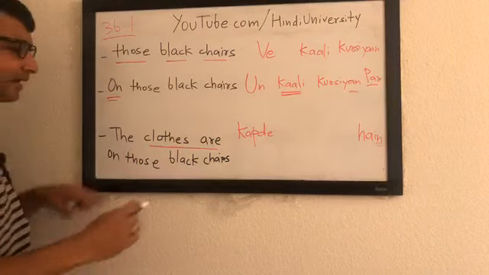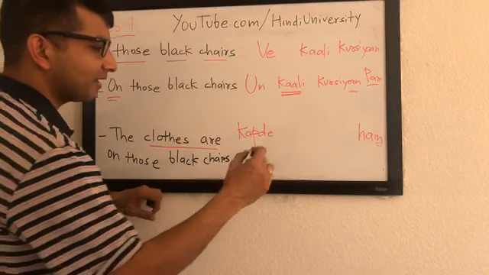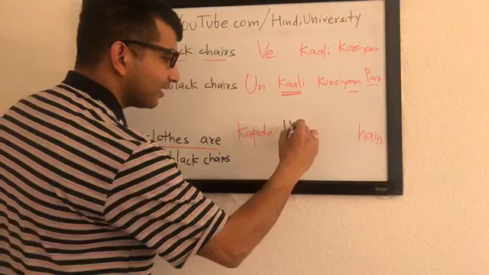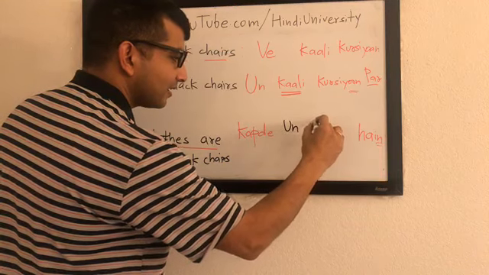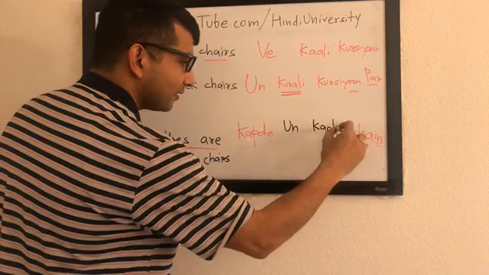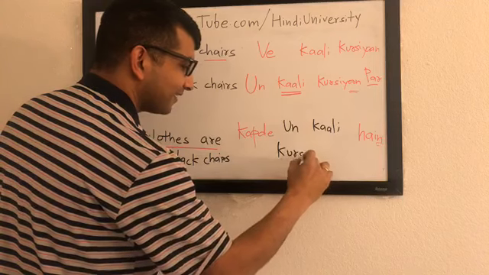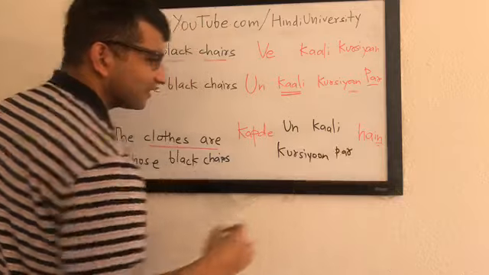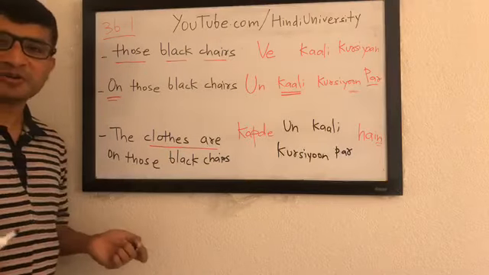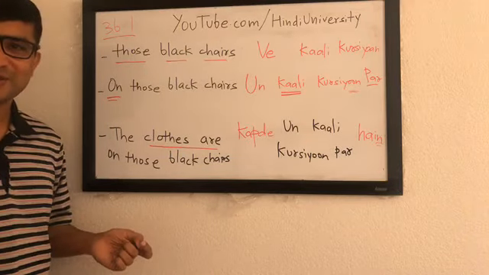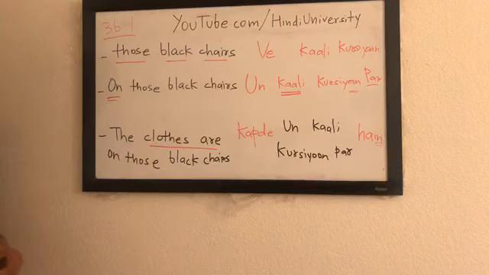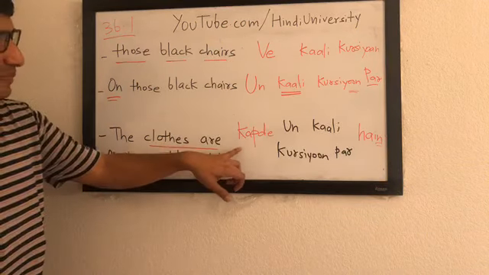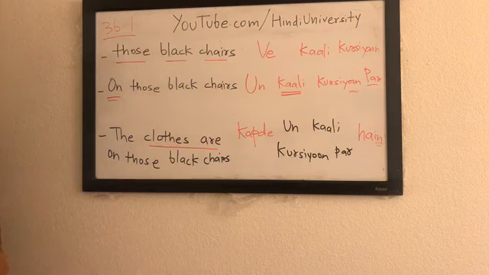So now fill in the blank. Kapde kahan hain? Un kali kursiyon par hain. कपड़े उन काली कुर्सियों पर हैं. So where is the problem? It's simple.